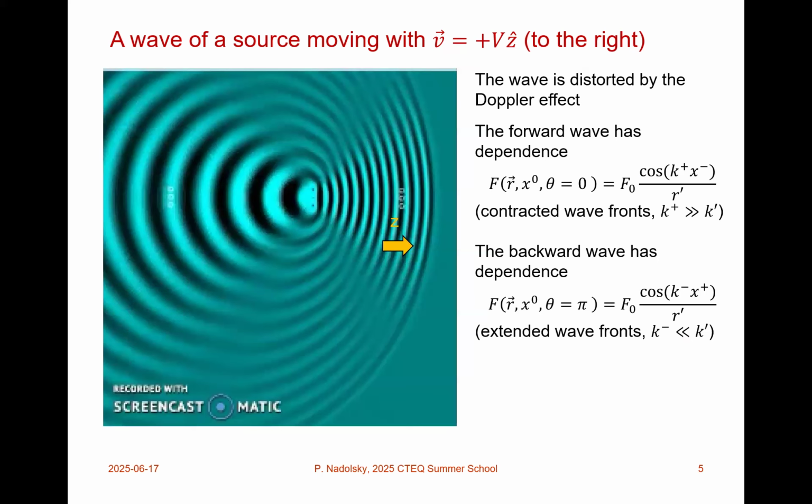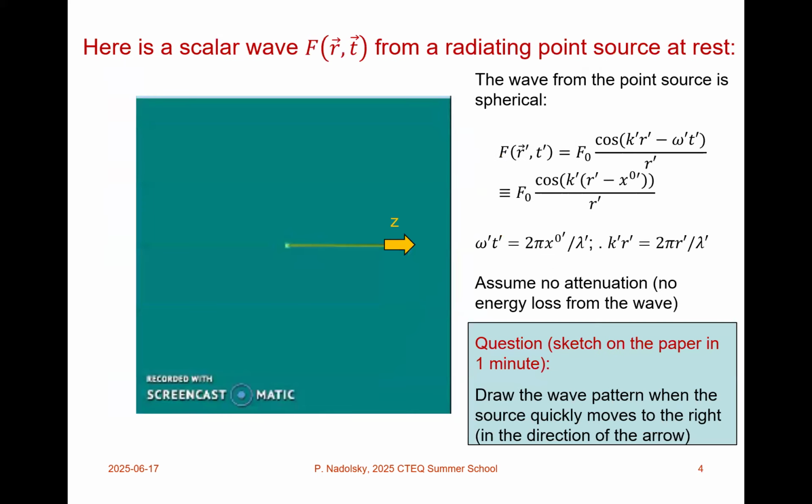If you were just having the spherical wave, you would have radiation that goes like some amplitude f0 cosine(k' r' minus omega' t'), all measured with respect to the source, divided by r', which is the distance. That's the expression for the spherical wave. In this case the wave is isotropic, so it is spherical.